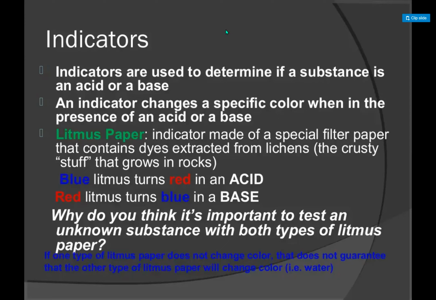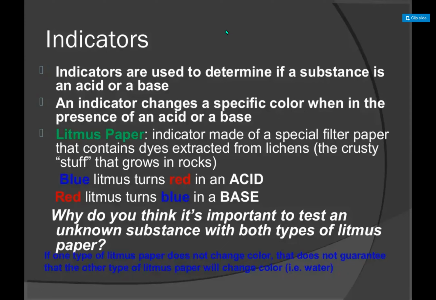Now let's start with the first indicator, which is litmus paper. Litmus paper is a natural indicator. It is made of a special filter paper that contains dyes extracted from lichens. And what are lichens? Lichens are the connecting link between algae and fungi. So we obtain litmus paper from lichen. Litmus paper can be of two types: blue litmus paper and red litmus paper.